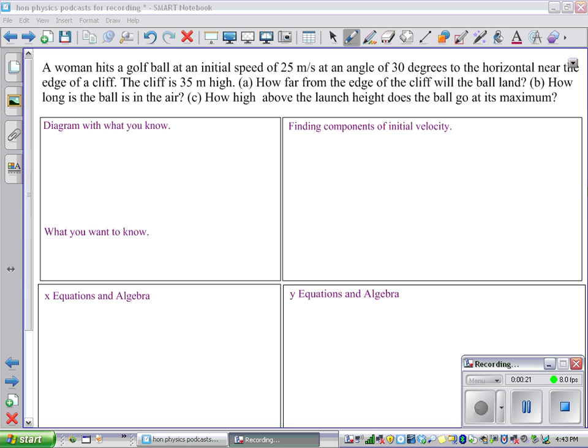The cliff is 35 meters high. How far from the edge of the cliff will the ball land? How long is the ball in the air? And how high above the launch height does the ball go at its maximum?